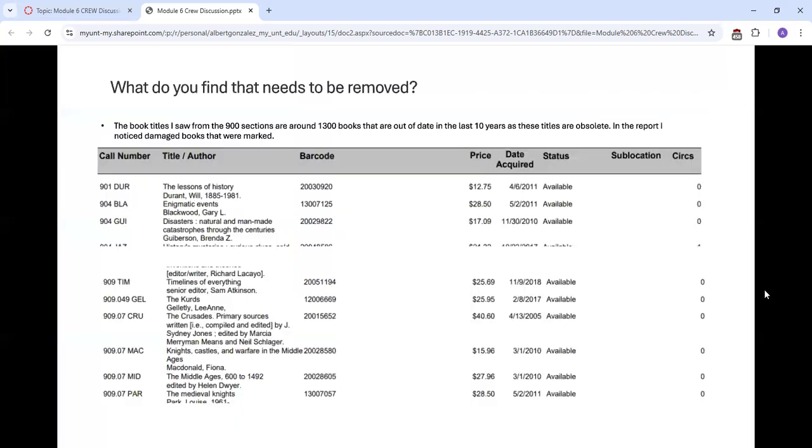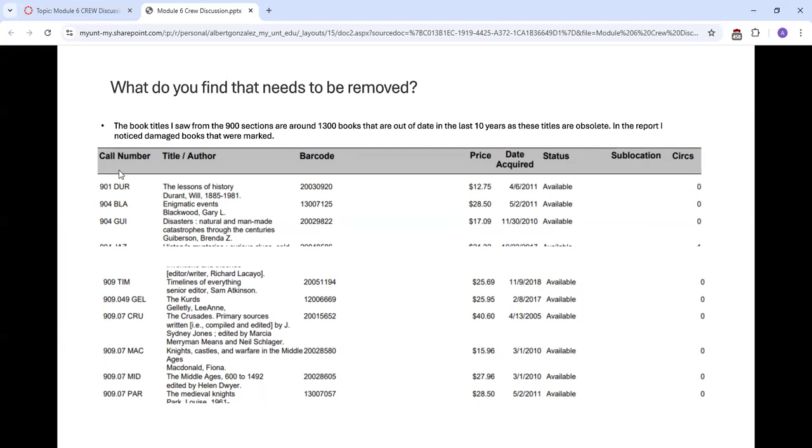So this is an example of what I grabbed from the 900s. I grabbed some screenshots, and the book titles I saw from the 900 section are around 1,300 books, and some of them are out of date, 10 years, obsolete. And this is an example.